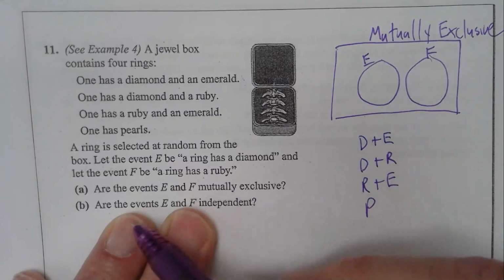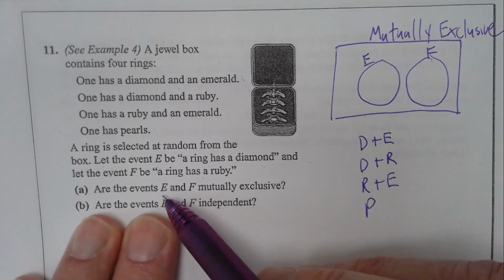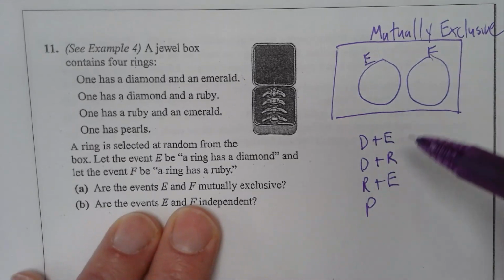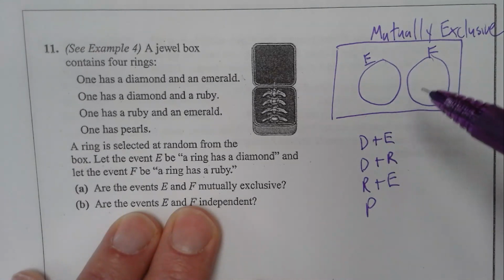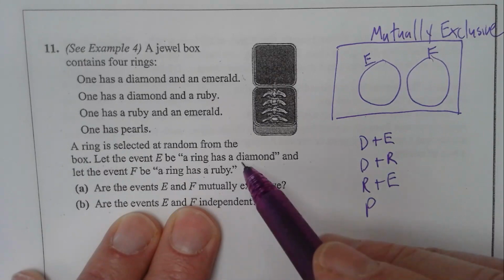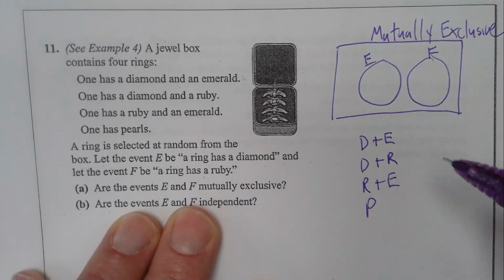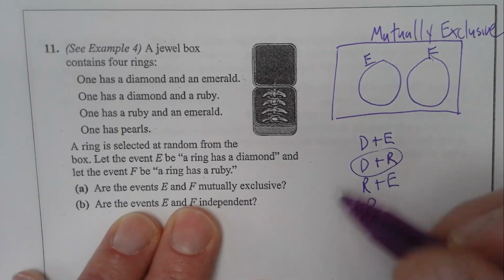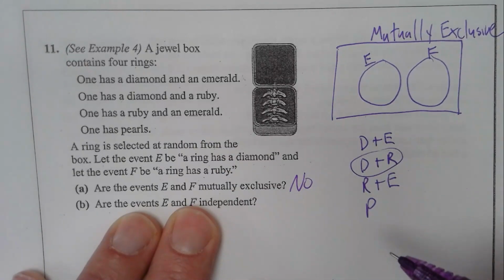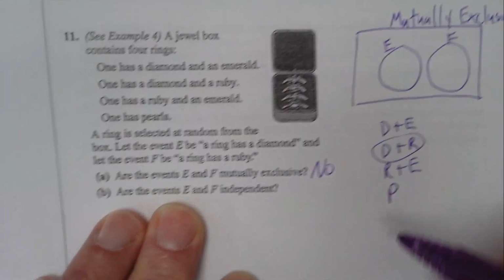Okay, so are the events E and F mutually exclusive? So that would be E is diamond, F is ruby. Diamond and ruby. Well, diamond and ruby is that ring. So no, they're not mutually exclusive. There's overlap.